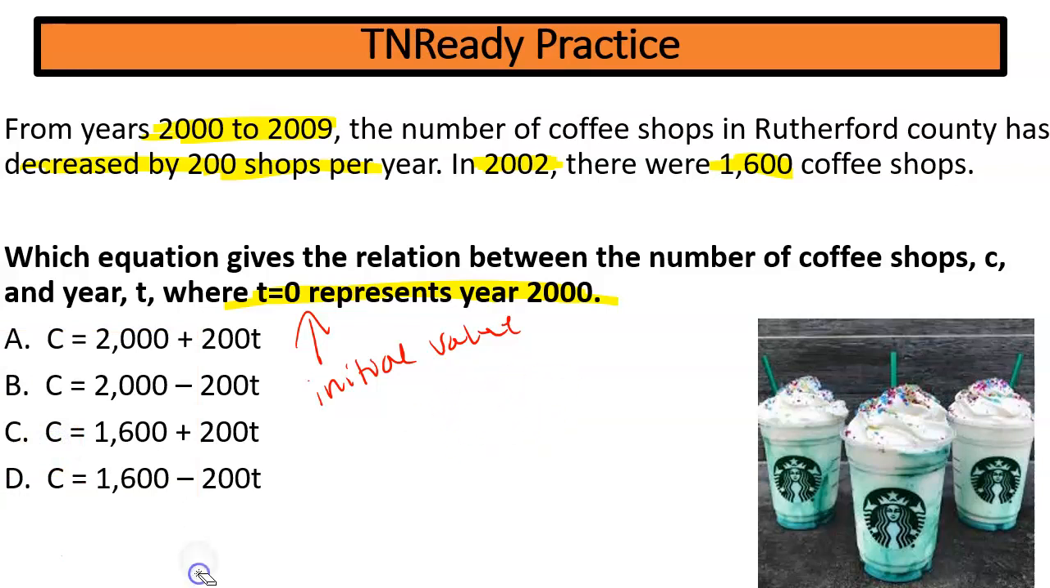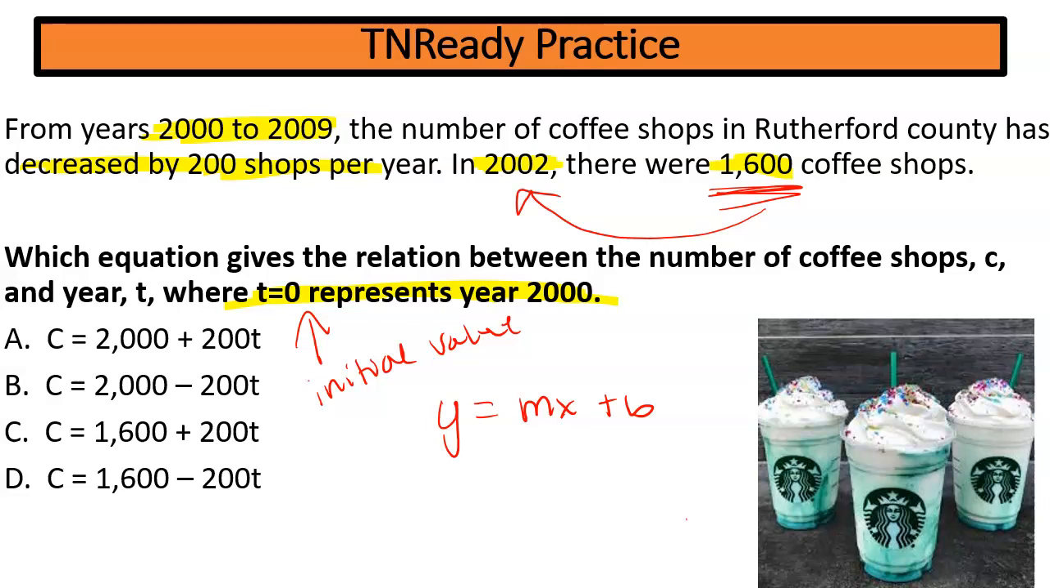All right, and then it says that we need to write an equation here. So equations are going to be in the form y equals mx plus b, which in this case they're not using x and b and y, they're using t and c, which is fine. So we already know my initial value is the year 2000. So we need to know how many coffee shops there were in the year 2000. Most of you are going to say, oh, it's 1,600. But that's how many there were in 2002. So I need to go back 2 more years.